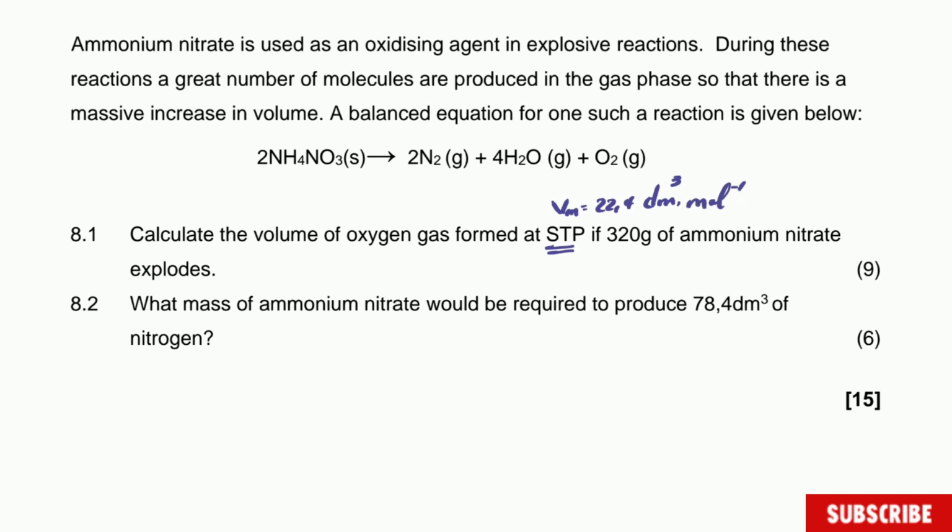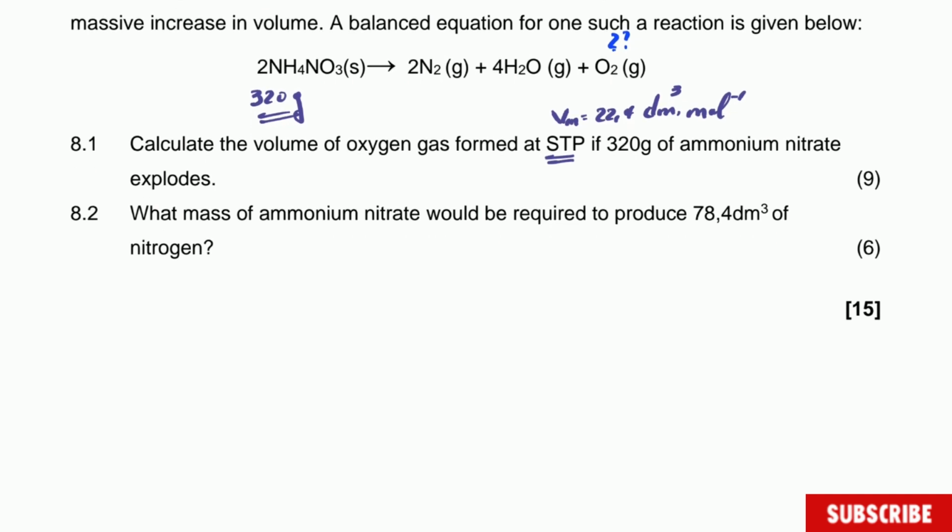Okay, if 320 grams of ammonium nitrate explodes, so initially you have 320 grams of this one exploding. The question says calculate the volume of oxygen gas formed. How much oxygen did form there? Now guys, this question is not that bad. The first thing we are going to do is to calculate the number of moles of what is given. That is always like that.